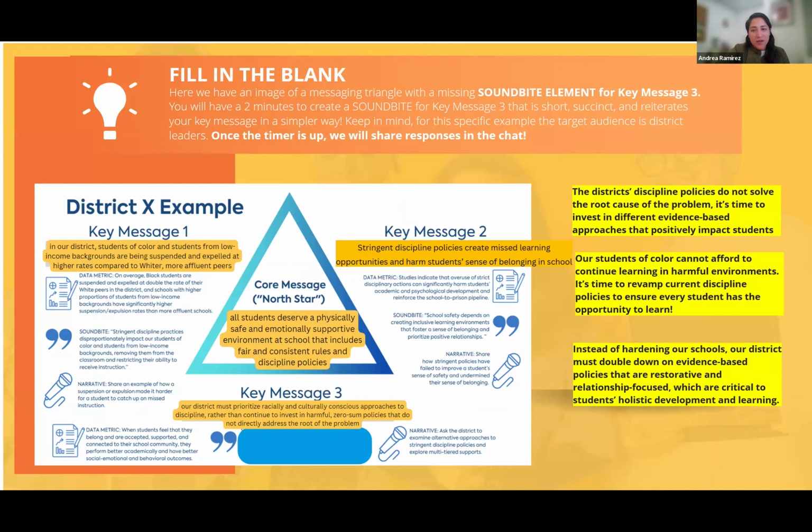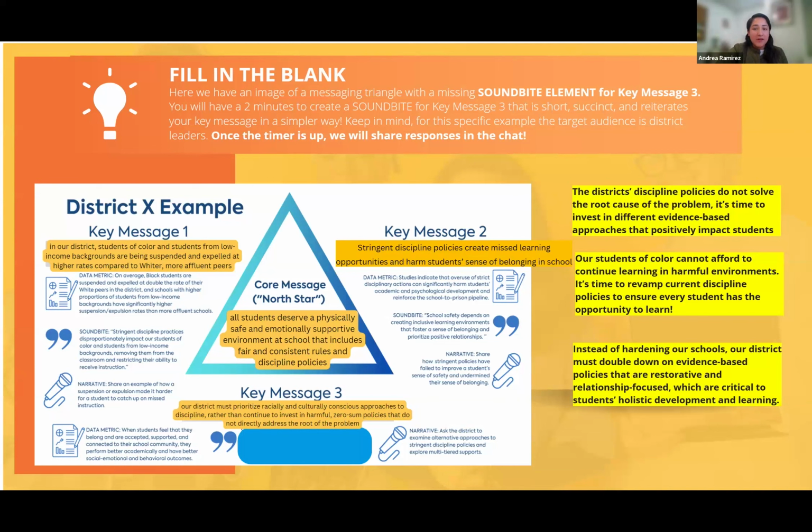They were short, memorable. The other ways you could have reframed this was: district's discipline policies don't solve the root cause of the problem. It's time to invest in different evidence-based approaches that positively impact students. So all of them sound actionable, and that's what you want out of a soundbite for key message 3, is something that's going to urge people to want to act.